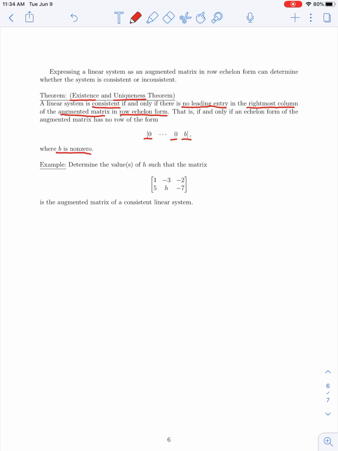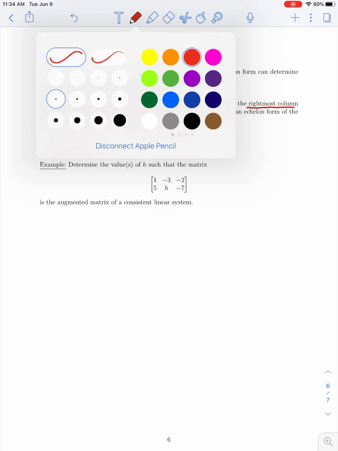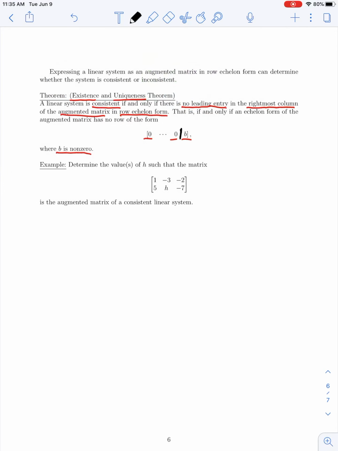And let's think about why such a row in our augmented matrix would make our system inconsistent. If we think about that row in an augmented matrix by maybe using our bar notation that we've been using, that equation would say 0 is equal to B, but B is a non-zero number. So we saw examples in section 1.1 where maybe one of our equations reduced to 0 has to equal 2, or 0 equals some other non-zero constant, which is not possible, and that makes our system inconsistent.